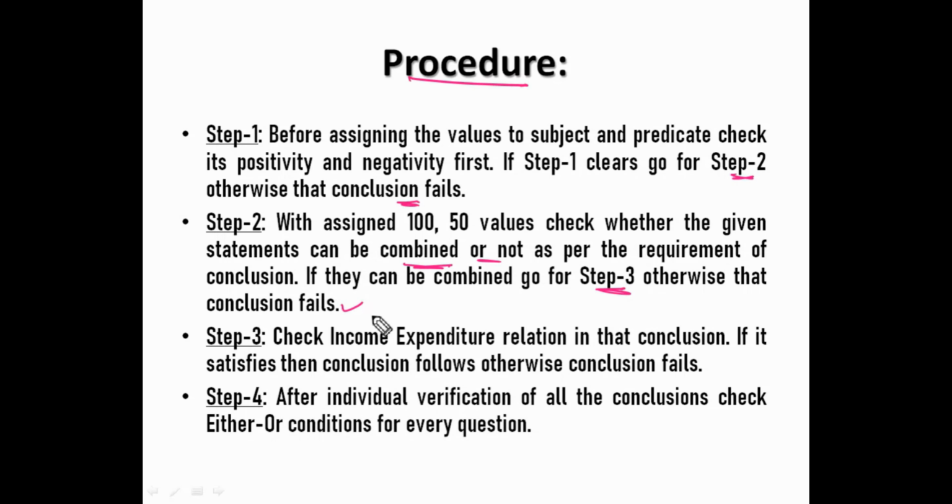If it clears step 2 also, we go for step 3. In step 3, we check the income and expenditure relation. If it satisfies that relation, that conclusion follows. Otherwise the conclusion fails. And finally, this is the mandatory step for every question: we have to check the either or condition for every question. So applying this procedure, we'll try to solve some questions.